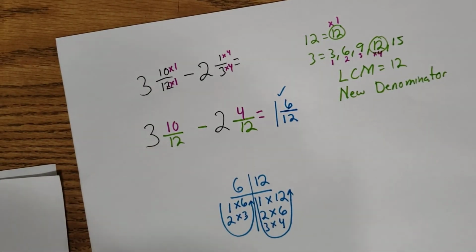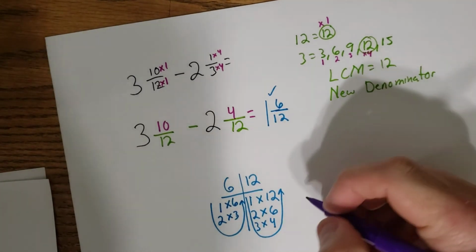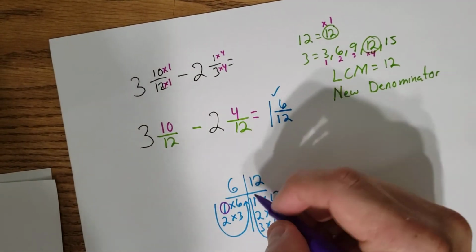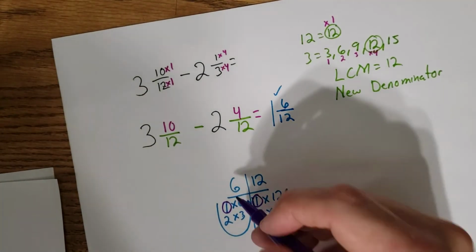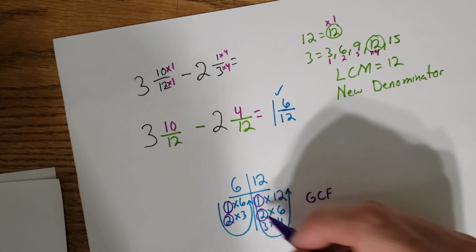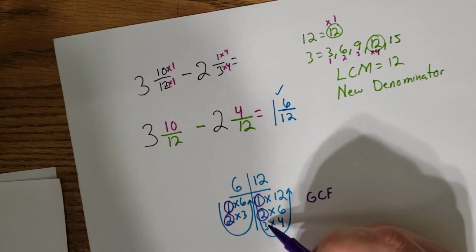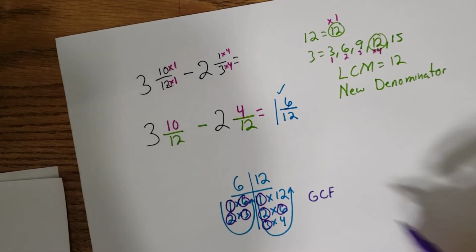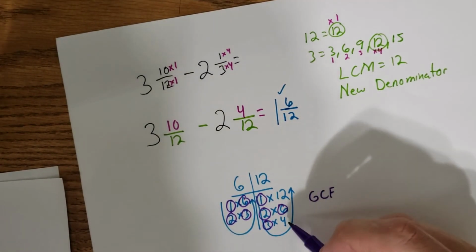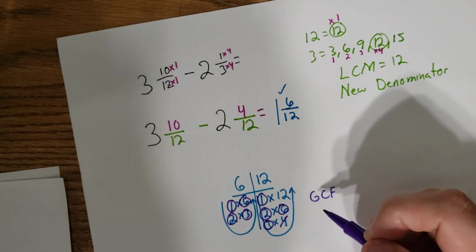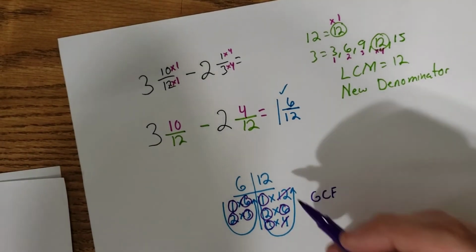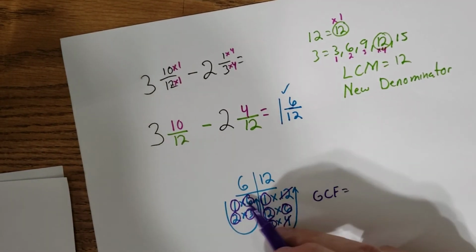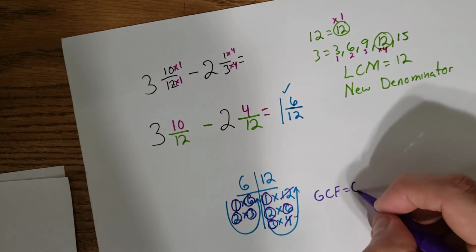Now we have to find what they have in common so we can see if we can simplify it. What is the GCF? Let's find what they always have, though. They always have a 1 no matter what. 6 has a 2, and 12 has a 2. 6 has a 3, 12 has a 3. 6 has a 6, and 12 has a 6. 6 does not have a 4 on it. 1, 2, 3, 6. And 6 does not have a 12. So yes, 12 is big, but it's not the greatest one they have in common. The greatest number they have in common is 6.